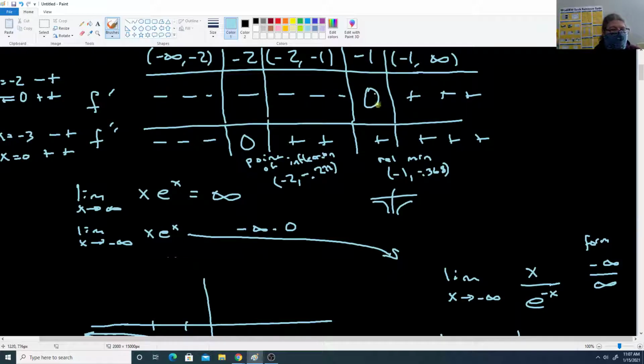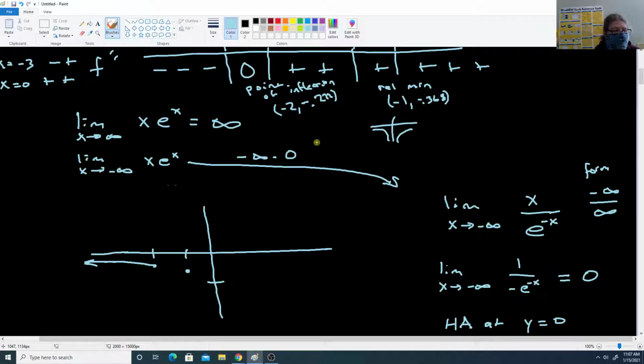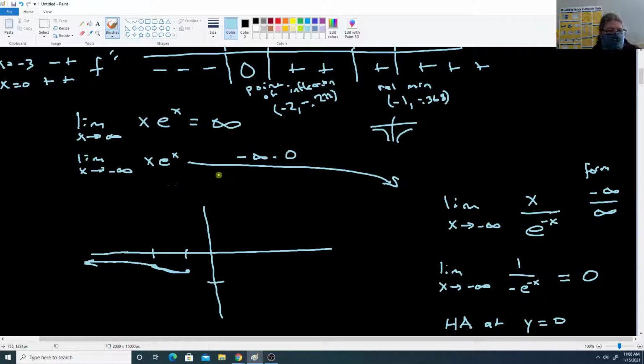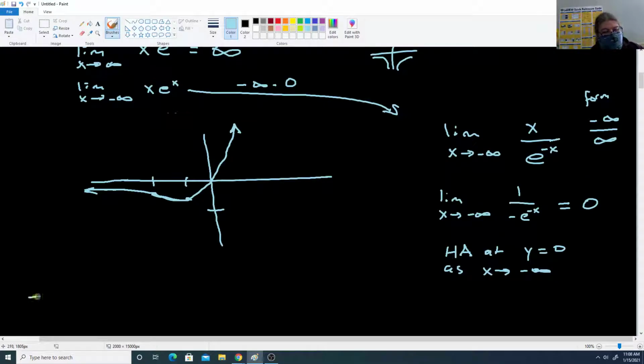Between negative 2 and negative 1, we're decreasing, but we're concave up, which means this shape changes to looking kind of like that. Let's see. Something like that, where it's opening upwards. And then as we get beyond that, we go concave up and increasing. And our limit as we go to infinity is infinite, so we just kind of peel off and head upwards while we open up. Okay, so that gets that one done.